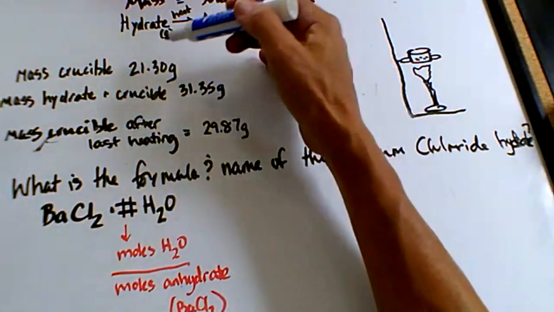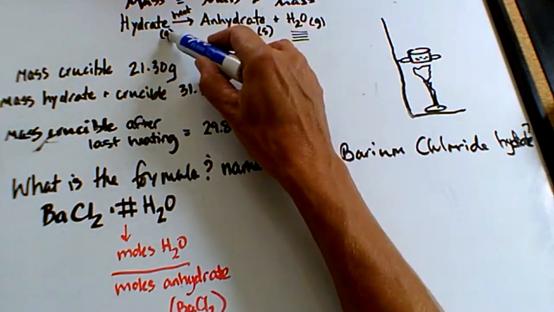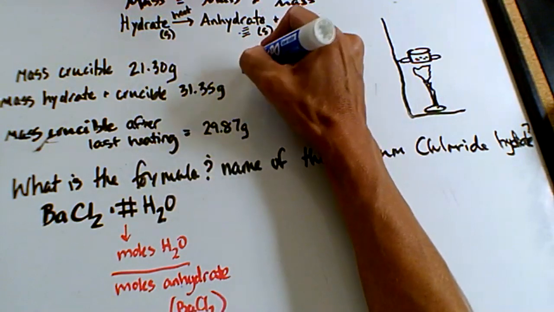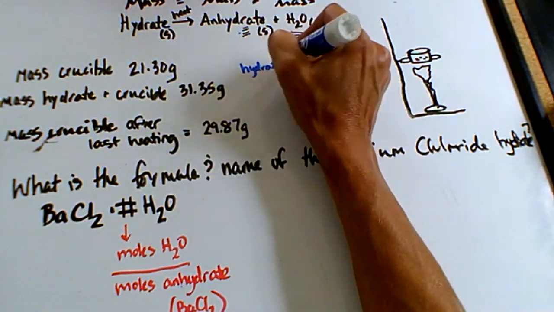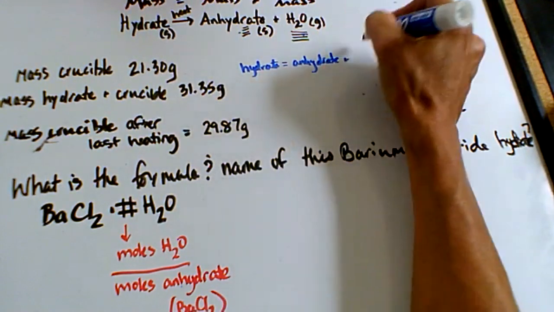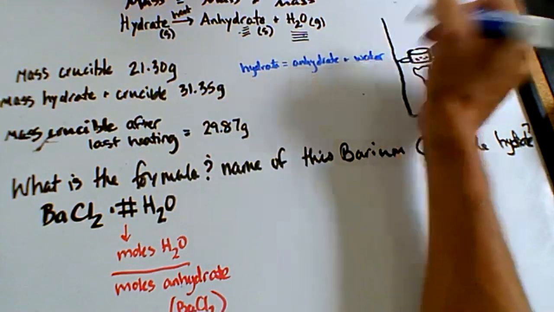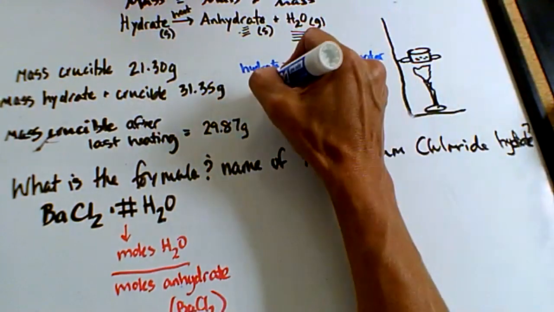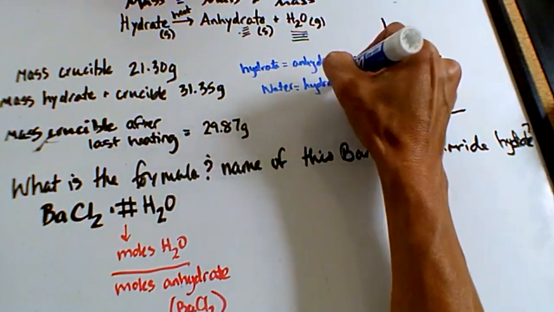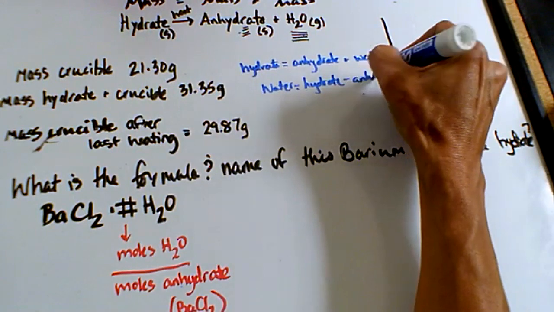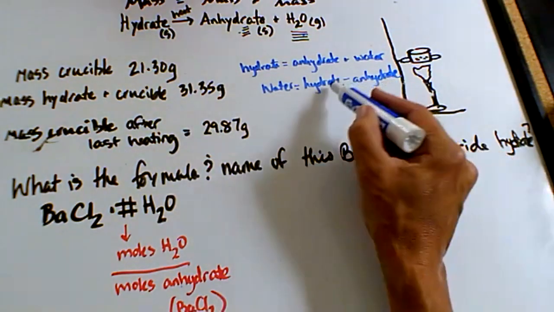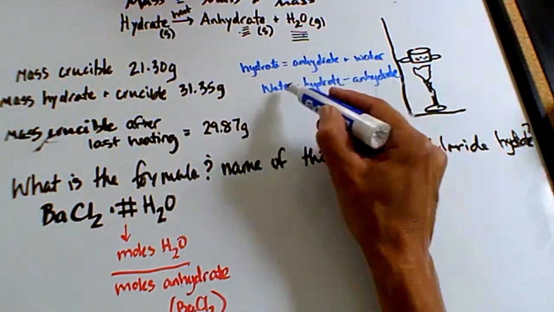I know that the hydrate minus the anhydrate equals the water. If hydrate equals anhydrate in terms of mass plus water, then doesn't the water equal the hydrate minus the anhydrate? Very simple. This is with the water, this is without the water, the difference is the water.